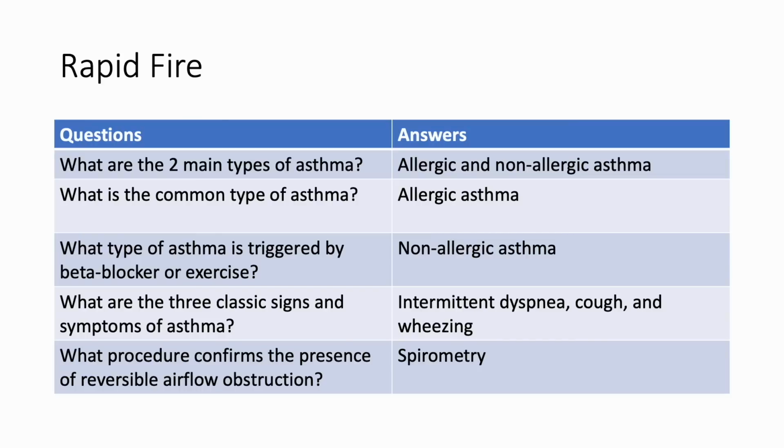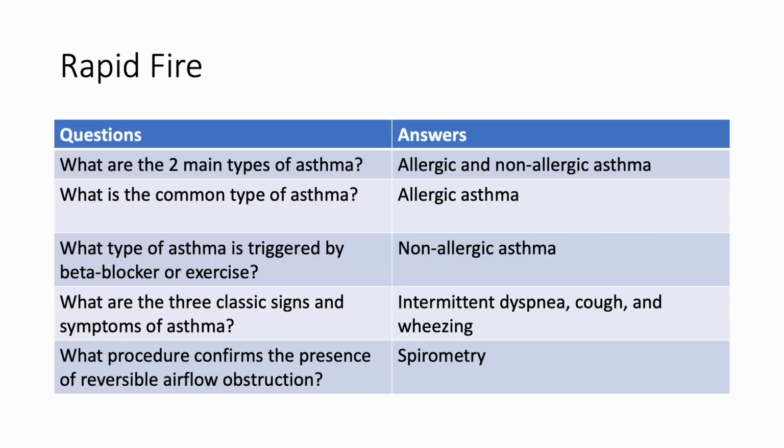Now let's do some rapid fire questions. What are the two main types of asthma? It's allergic and non-allergic asthma. What is the common type of asthma? Allergic asthma. What type of asthma is triggered by beta blocker or exercise? Non-allergic asthma. What are the three classic signs and symptoms of asthma? Intermittent shortness of breath, chronic cough, and wheezing.